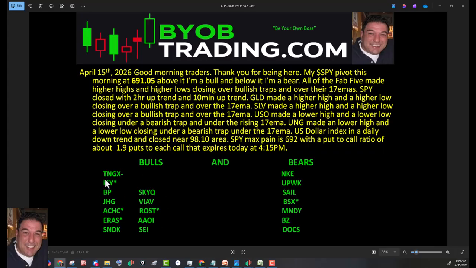Oh, by the way, if you've never seen this before, all of these right here are in daily uptrends over the 17. These are in daily downtrends under the 17 EMA. If they got a little star next to it, they're building out a bull flag. I call it a launch pad to launch higher. If they got a little dash, it means they already had the breakout. So over the 17, these are under the 17. Again, if they've got a little star next to it, they're building out a bear flag, or I call it a platform from which to dive lower.